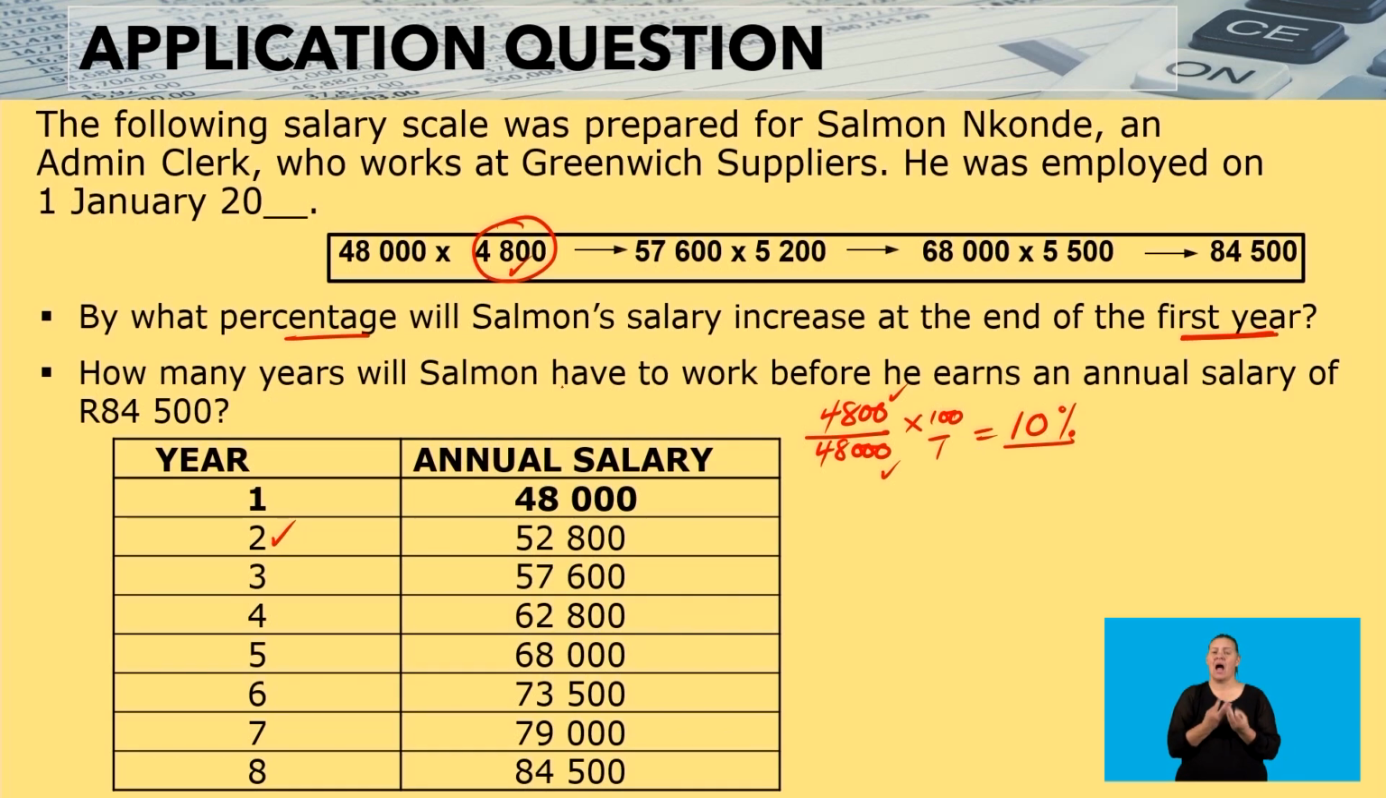How many years will someone have to work before he earns an annual salary of 84.5? He has to work for 7 years, because in the 8th year, that's when he is earning the 84.5. In the 8th year, he begins to earn an annual salary of 84,500.